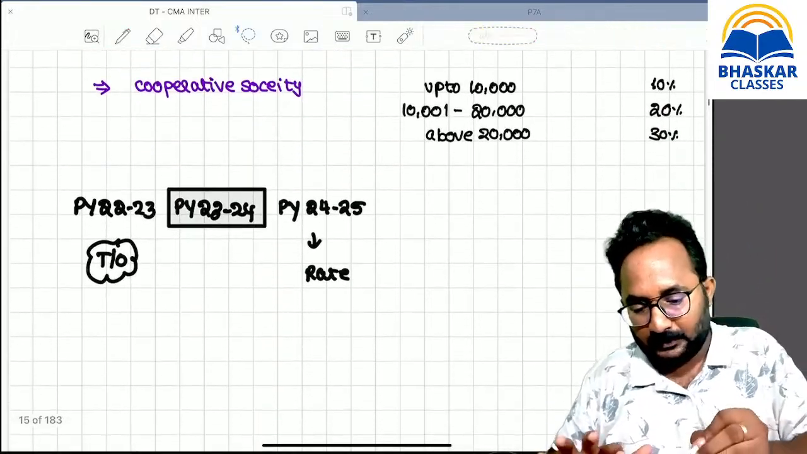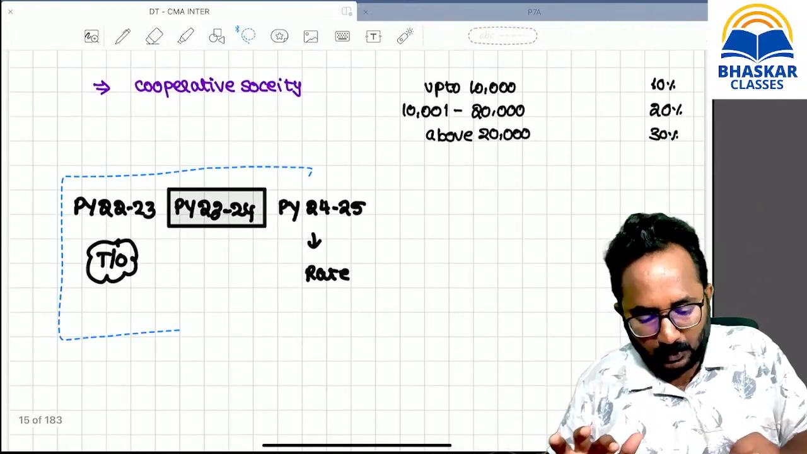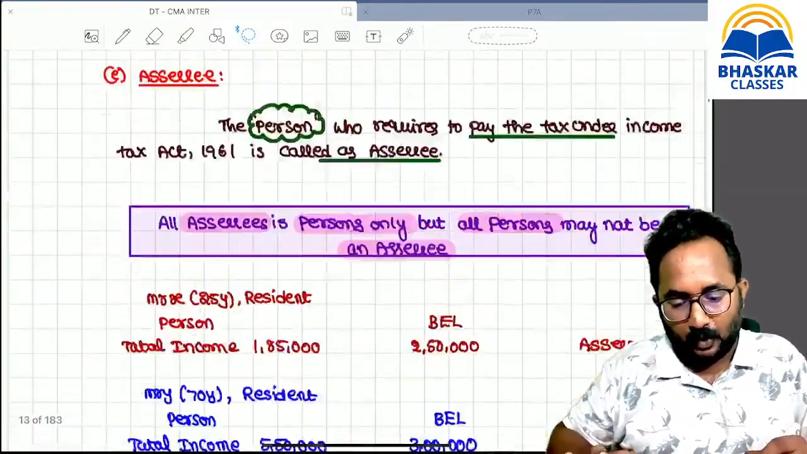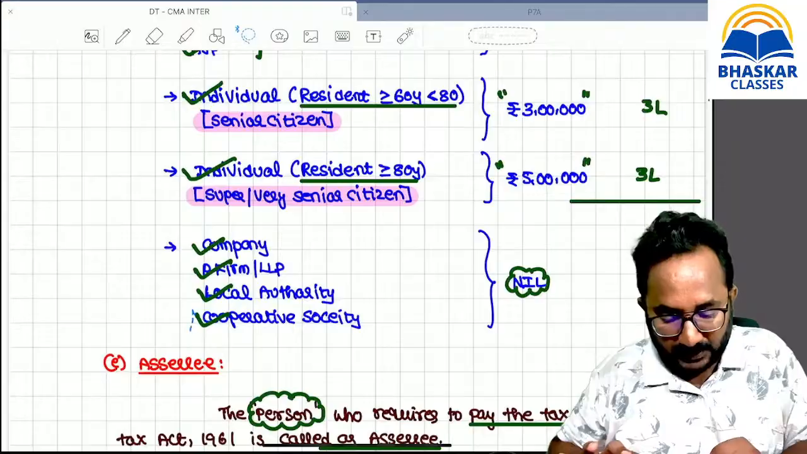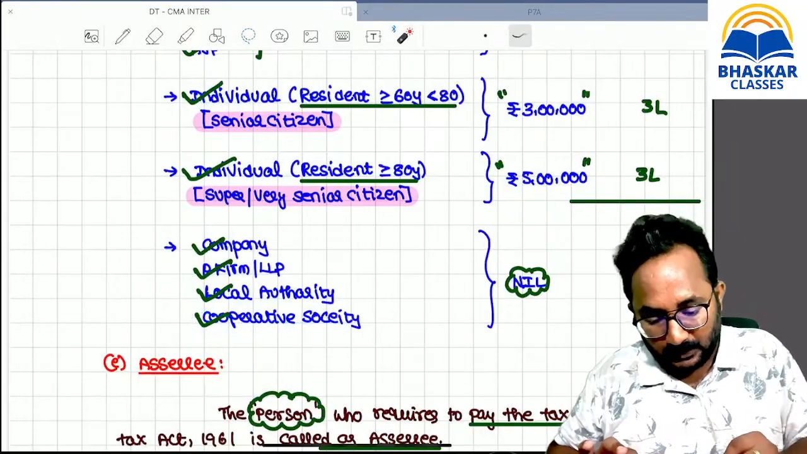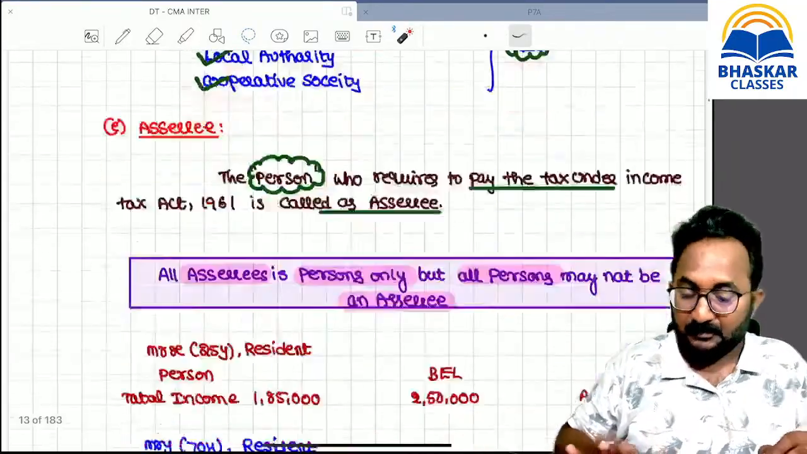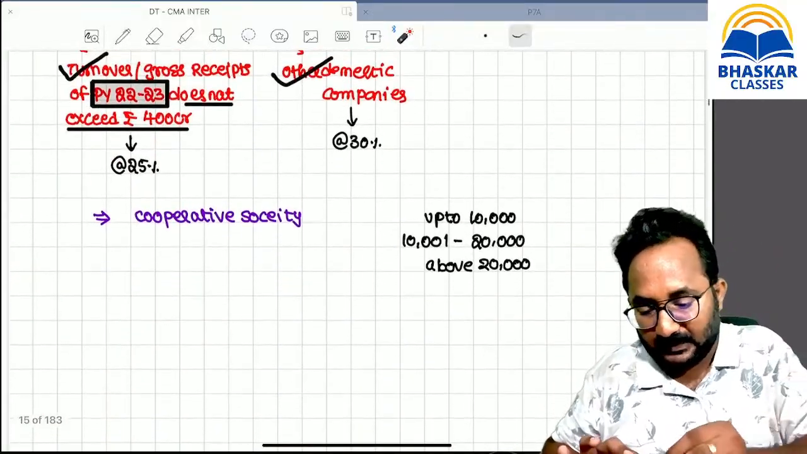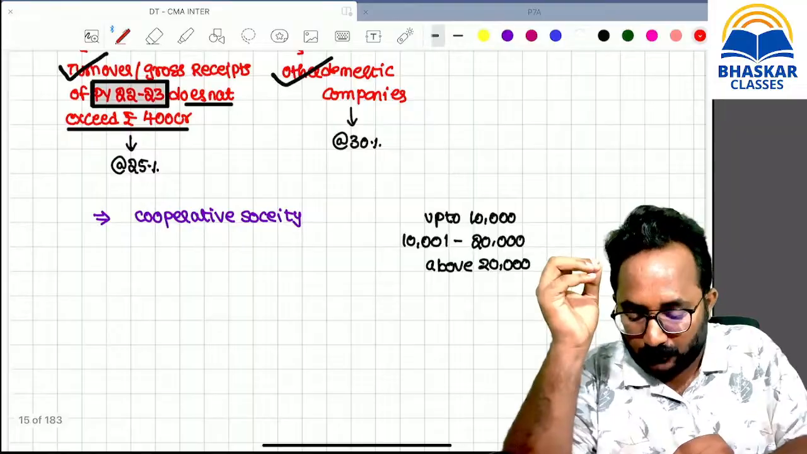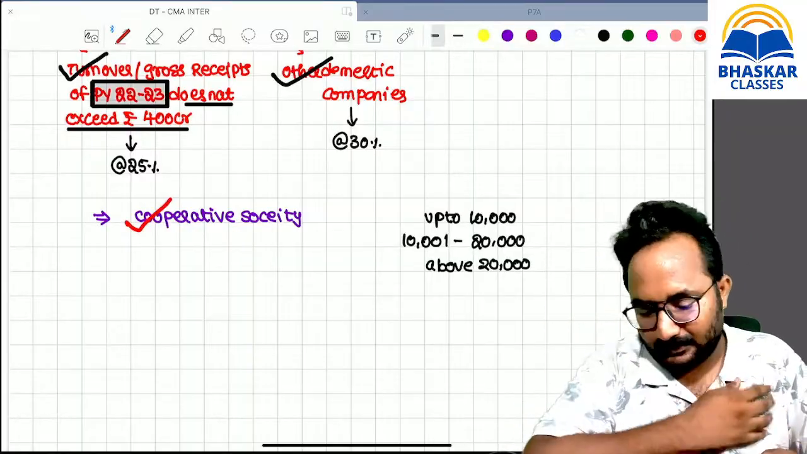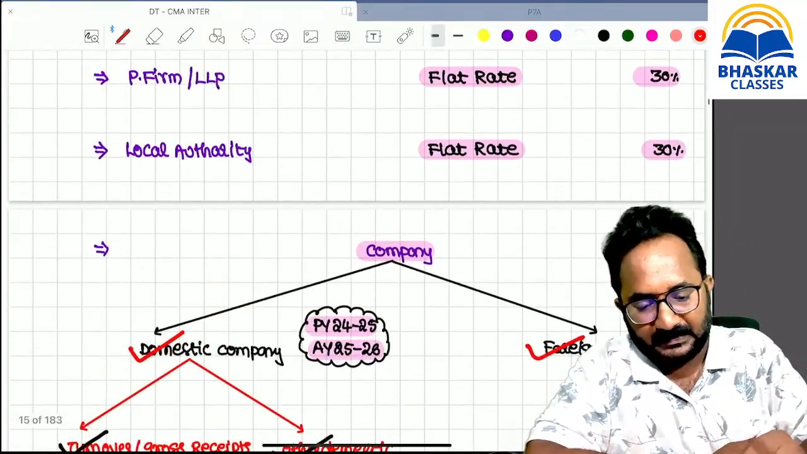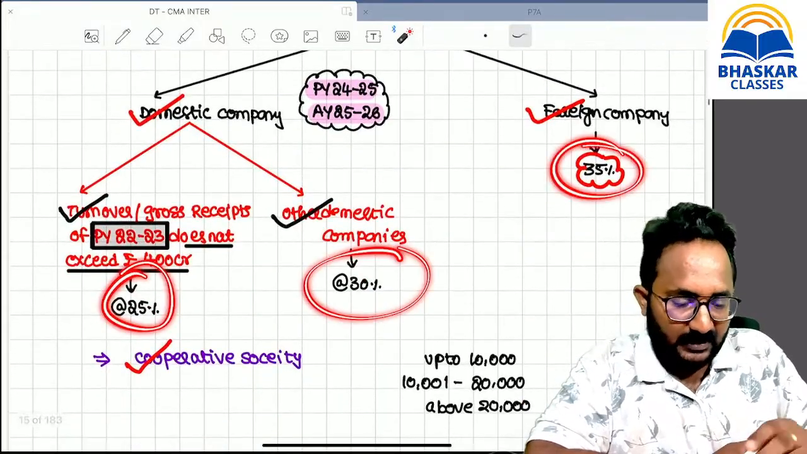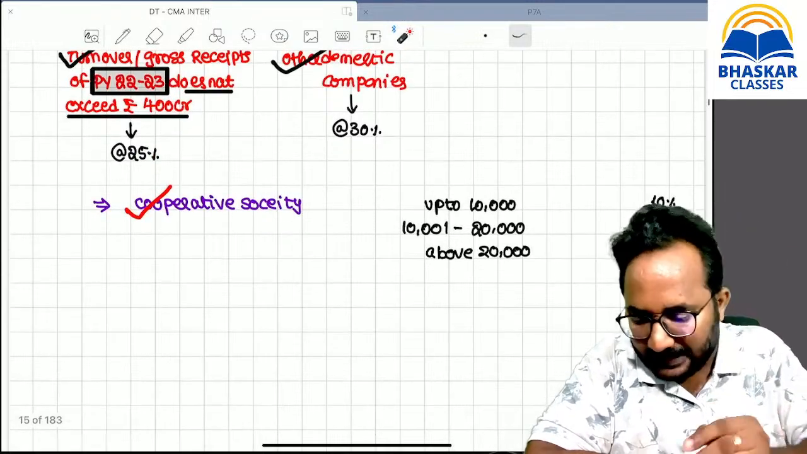Cooperative society. Can you tell me, for a cooperative society, you are observing that there is no basic exemption limit. There is no basic exemption limit. But if there is no basic exemption limit, definitely we are going to follow the flat rate. That's why we are following flat rates. But it isn't different here, ma.